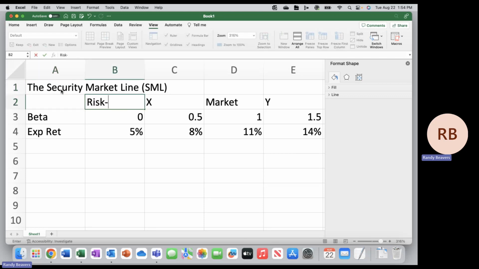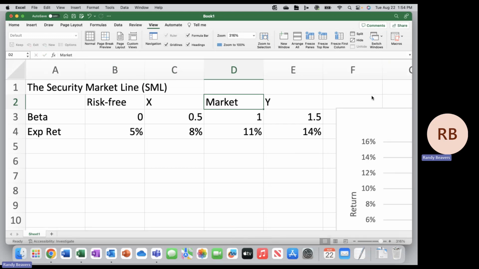We need a risk-free asset. We don't necessarily need, but we'll have two other assets, X and Y. And then we need the market, or the market portfolio. So we're going to let beta range from 0 to 1.5 in increments of 0.5.